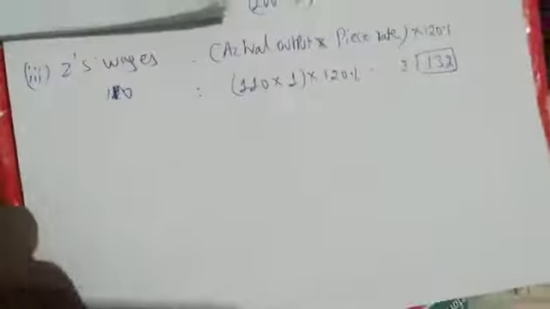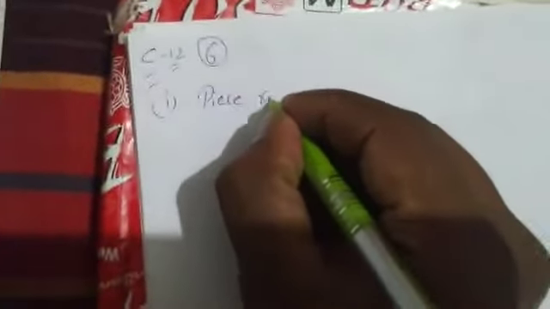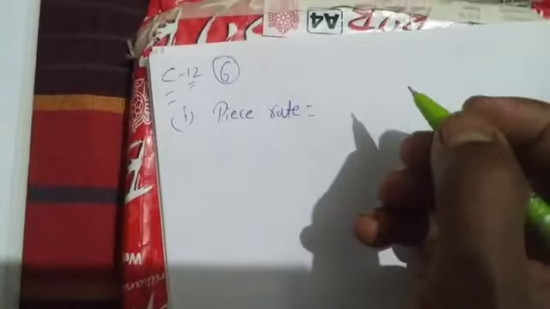So first I'll write here what is not given. Page number C12. Let me take a fresh page, it will be easy for sending pics. C12, question number 6. First you have to find out what? Roman number 1. Piece rate is not given. Okay, how to find out piece rate?